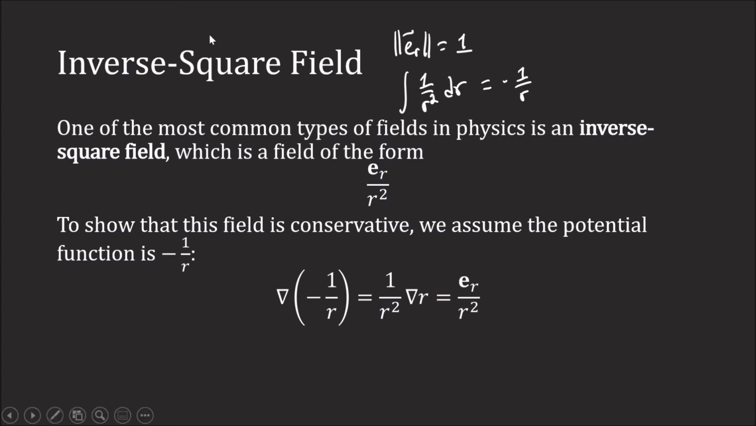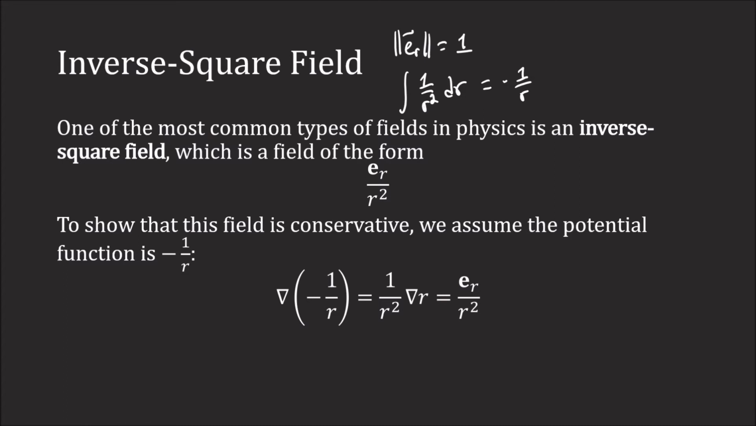So if we go ahead and take the gradient of negative 1 over r, we get 1 over r squared times the gradient of r, this is chain rule, which is E sub r, right? Because remember, the gradient of r is E sub r, all over r squared. So, yes, this is conservative. Oh, I'm sorry, it has potential function negative 1 over r.